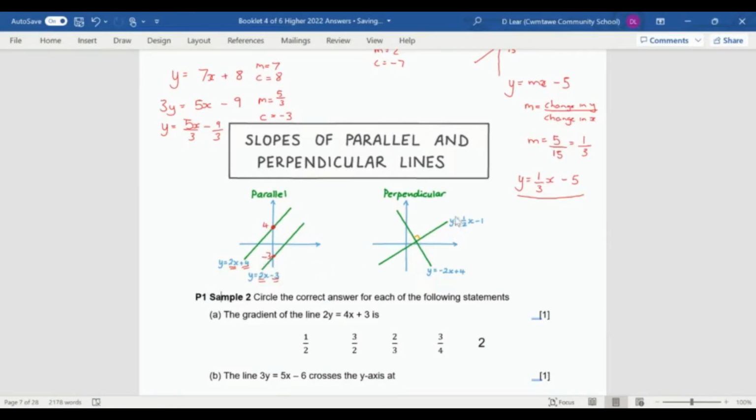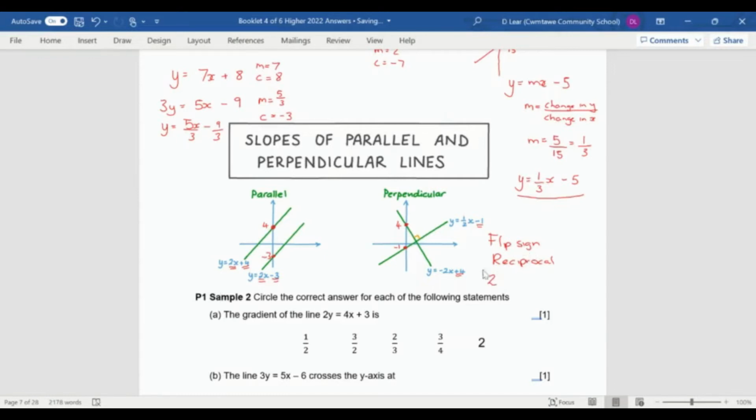Slightly more difficult, an awareness of perpendicular lines. Again, they will have different y-intercepts. This one, as we can see, is +4. This one, as we can see here, is -1. However, they don't have the same gradients, okay? If you're given the gradient of one and you want the gradient of the other, you need to flip the sign and take the reciprocal. Wow. Difficult, right?